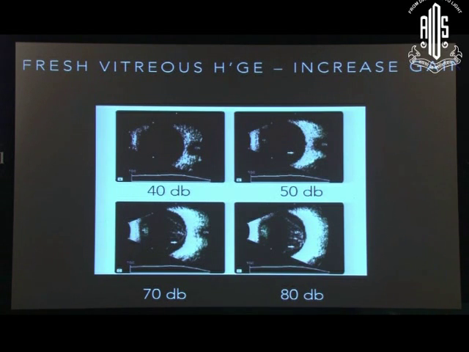This is an example of what we do in a patient with fresh vitreous hemorrhage. If you see here, you have only 40 decibels of ultrasound energy being used. The vitreous cavity looks absolutely clear. As you slowly increase the gain, you start seeing more and more echoes. So in a patient with a fresh vitreous hemorrhage, you're likely to want to increase the gain to see something more.